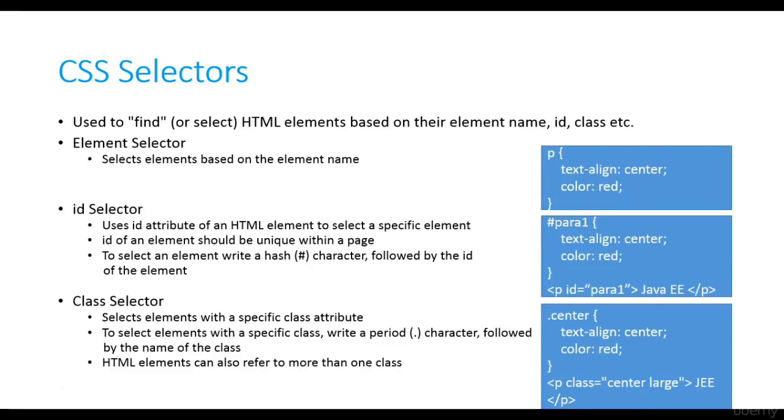CSS selectors are used to find or select HTML elements based on their element name, ID, class, and other attributes of the element. There are three types of selectors. First is the element selector, which selects elements based on the element name. For example, in the code snippet here on the right, we can select all the P elements, and in this case all P elements will be center aligned with a red text color.